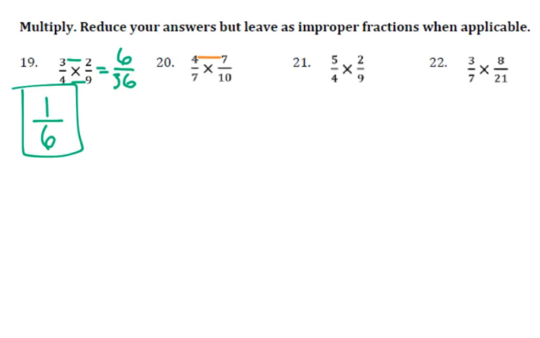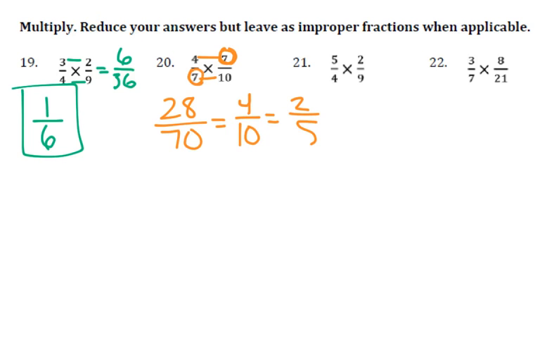20, 4 times 7 is 28, 7 times 10, 70. We can actually divide both of these by 4, or actually by 7, and we end up with 4 over 10, which we can divide again by 2, and we get 2/5. Which, notice, 7 on top, 7 on bottom, those could have canceled out, and we could have just said 4 over 10, which reduces to 2/5.